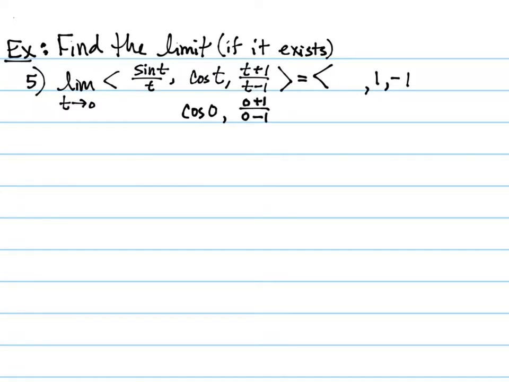In the first one, it doesn't work. I can't just put 0 in because I end up getting sine of 0 on top, which is 0, and I get 0 on bottom, which is 0, and I have an indeterminate form, 0 over 0. And when I have 0 over 0, anything can happen.